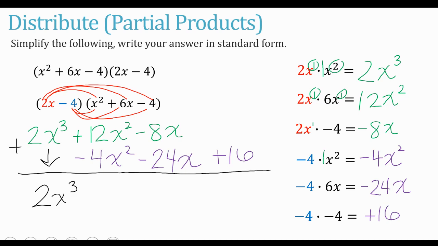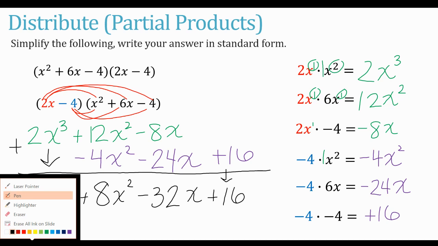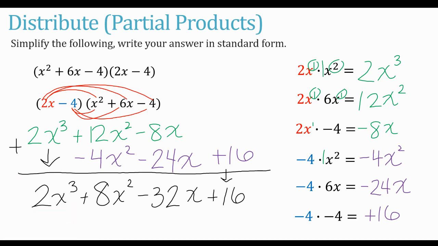Now we're adding +12x squared and a -4x squared. Different signs subtract, keep the sign of the larger, so you're going to get a +8x squared. -8 plus -24, same signs, add and keep. That gives us -32x. And then this 16 didn't have anything to add to it, so we're going to just bring it down.